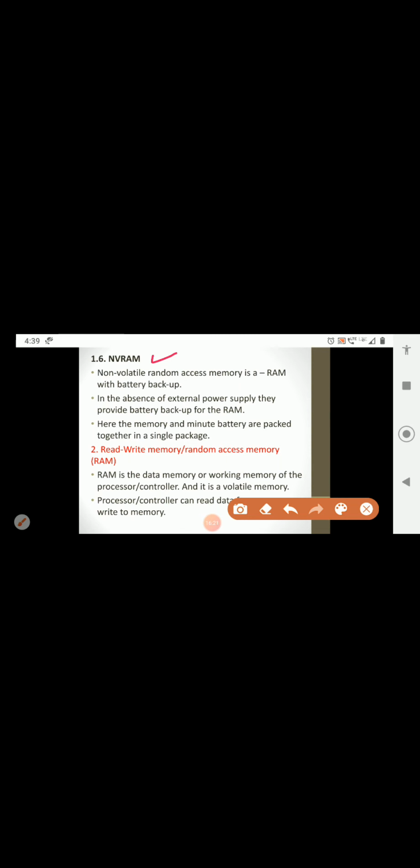So what is this NVRAM? This is non-volatile random access memory, that you know, and with battery backup. So that is the main thing. Actually this NVRAM is nothing but a RAM with battery backup facility.